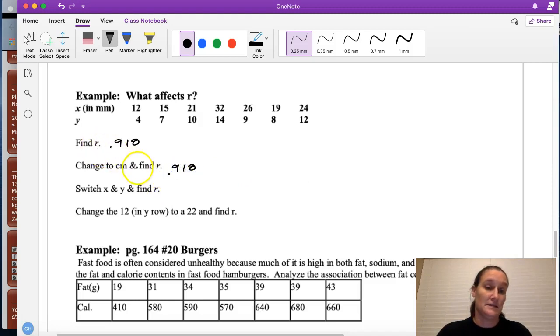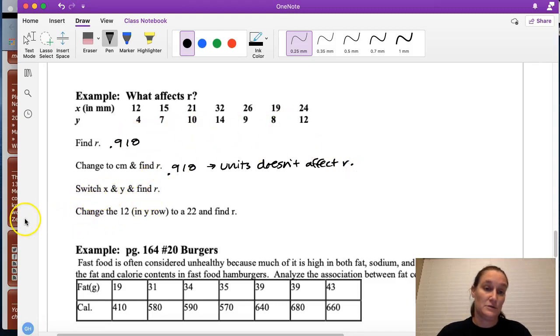So we can see, as I said, units don't affect R. R has no units, so changing the units doesn't affect R. It's the same data, we just changed the units.